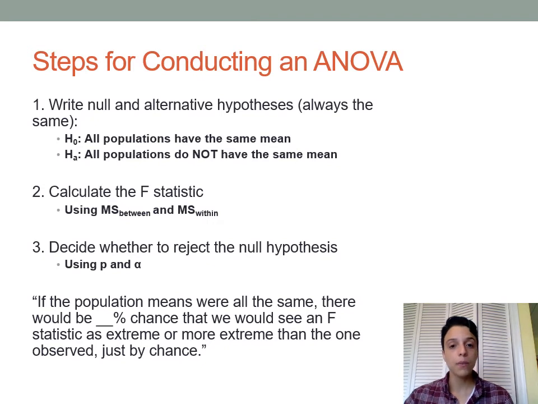And specifically, what we'll be able to state is that if all the population means were exactly the same, there would be some percent chance that we would see an F statistic as extreme or more extreme than the one observed, just by chance. So in other words, if all the population means are the same, we would get the sample results that we did just by chance some percentage of the time. And if it's a small enough percentage, we will be able to conclude that the population means probably aren't the same. It's just too unlikely that we would have gotten samples that are so different from each other if the population means are the same. And again, we decide that it's too unlikely if we're below that alpha threshold.